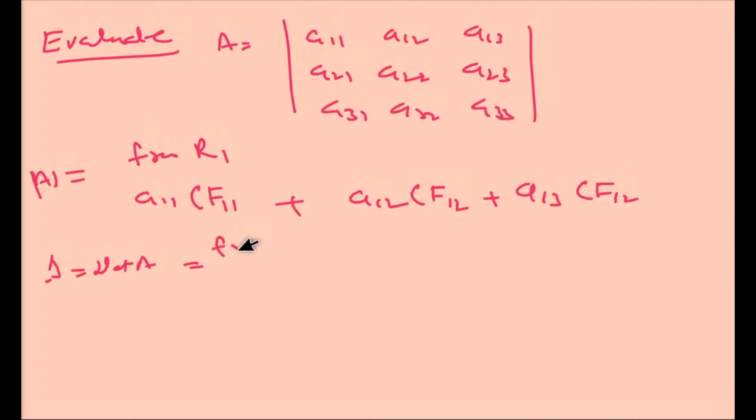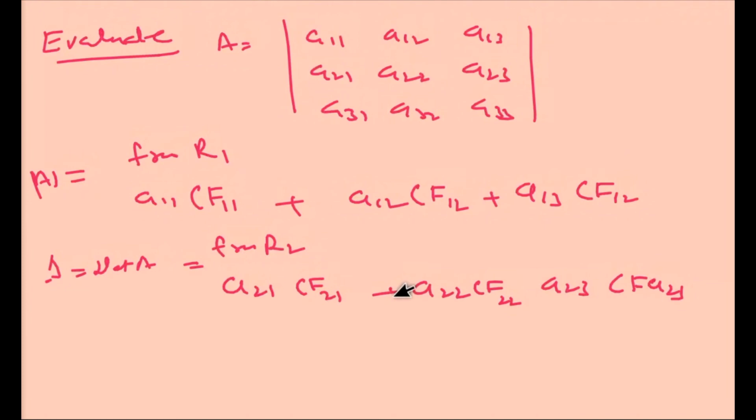Now from R2 you want to find here, so write the values of R2, A21, A22, A23, and cofactor of A21, cofactor of A22, cofactor of A23, and you can add this. This way you can solve or evaluate the order of 3 into 3. Okay students.